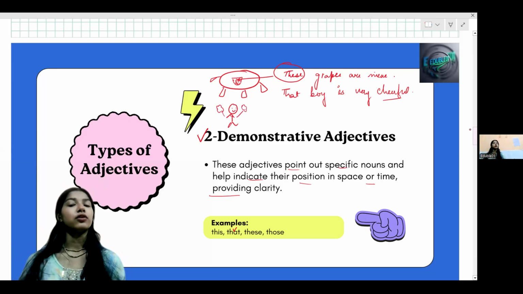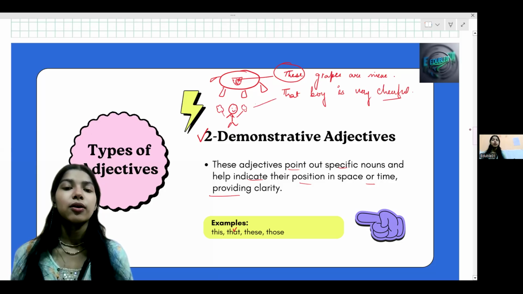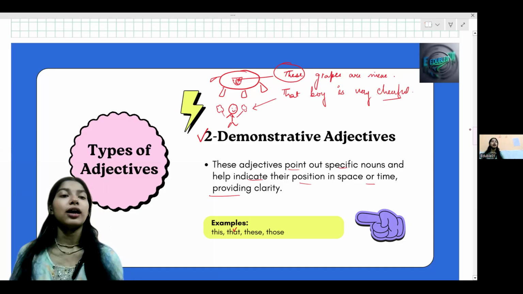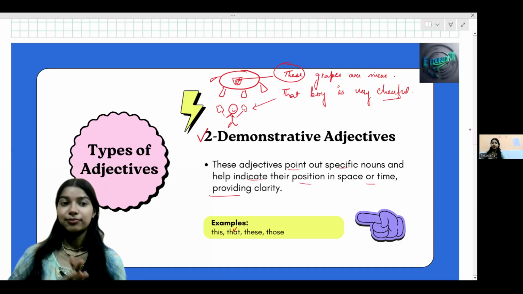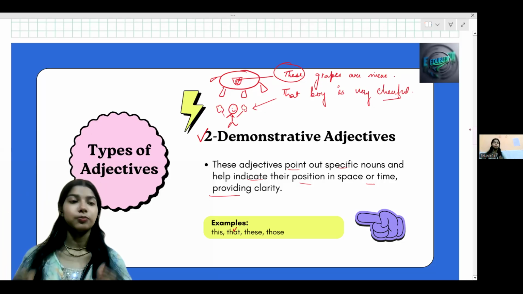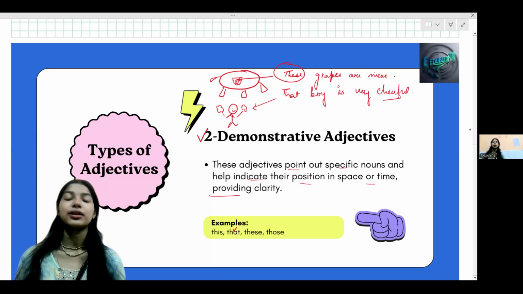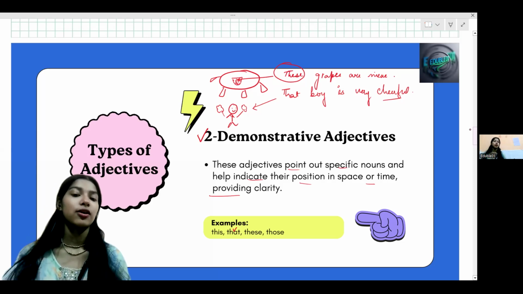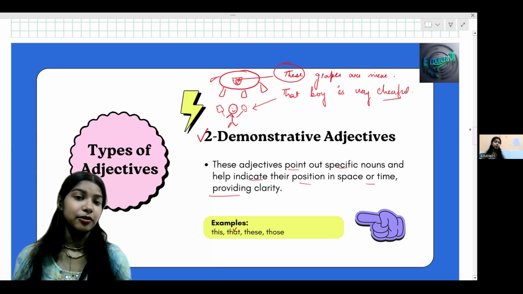He is really very cheerful. So I'm pointing towards this boy and saying that that boy is very cheerful. So I'm giving the clarity that I'm talking about that boy and I'm telling about the specific thing, that yeah, that boy is really cheerful. So I'm providing the clarity about the boy.